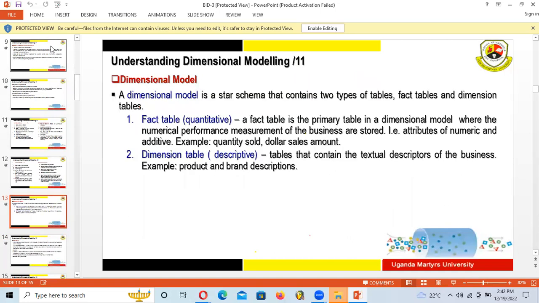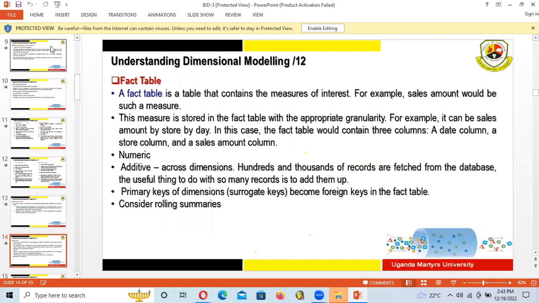Then the dimensional model is a star schema that contains 2 types of tables: fact tables and dimension tables. The fact table is the primary table in the dimensional model, where the numeric performance measurements of the business are stored. The dimension table contains the textual descriptions of the business, for example, product and brand descriptions. The fact table contains the measures of interest. This measure is stored in the fact table with the appropriate granularity. For example, it can be sales amount by store by day.